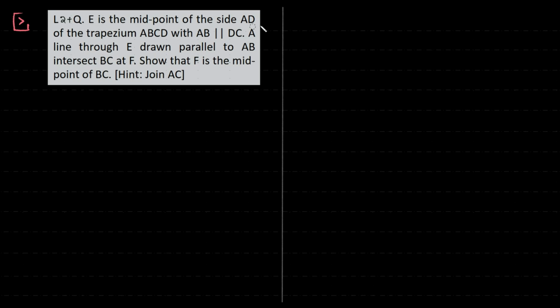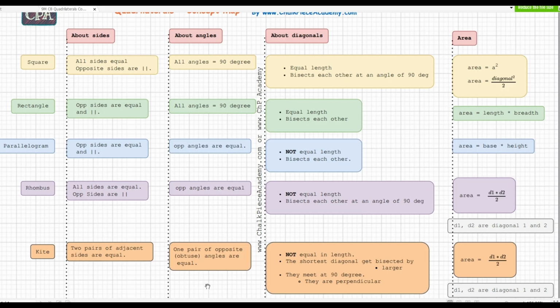E is the midpoint of the side AD of the trapezium ABCD with AB being parallel to DC. First thing is we'll just write a rough diagram. So we know that it's a trapezium. So what is the property? So go back to your sheets.